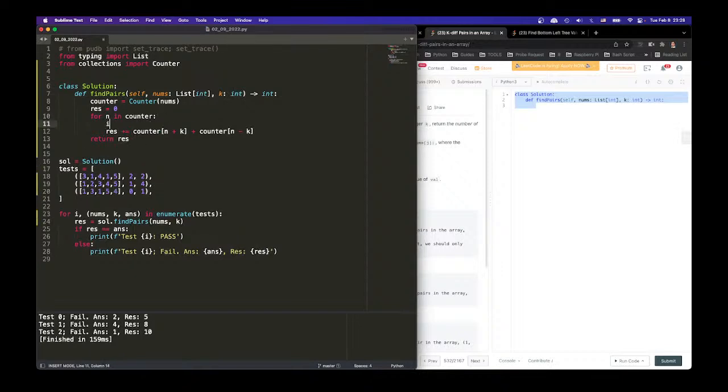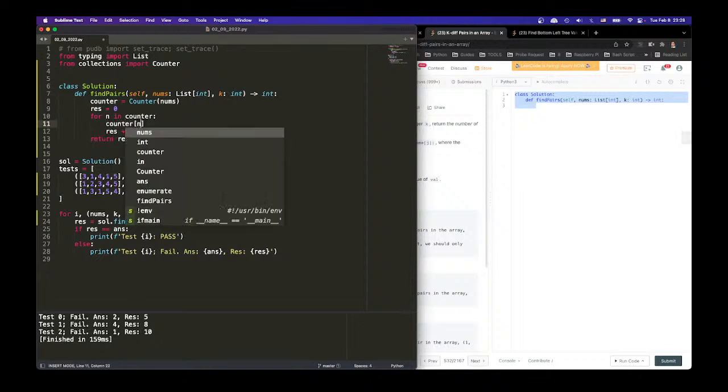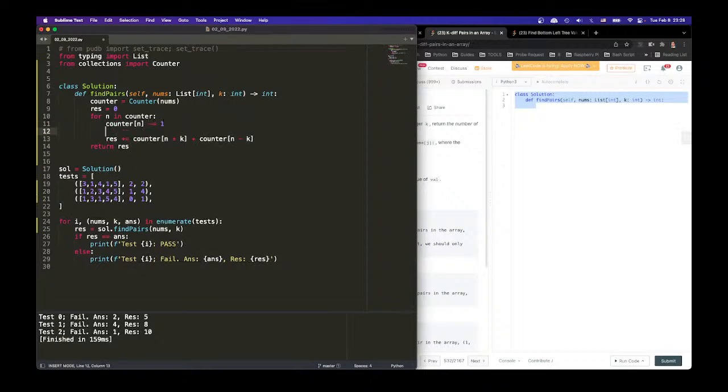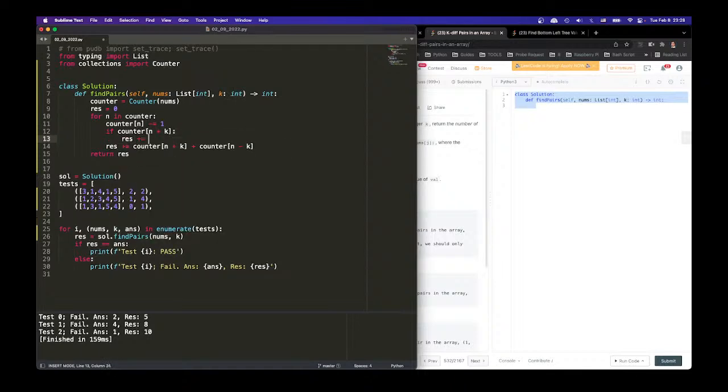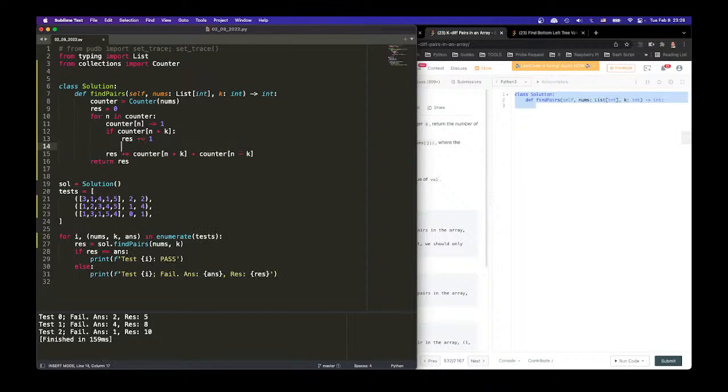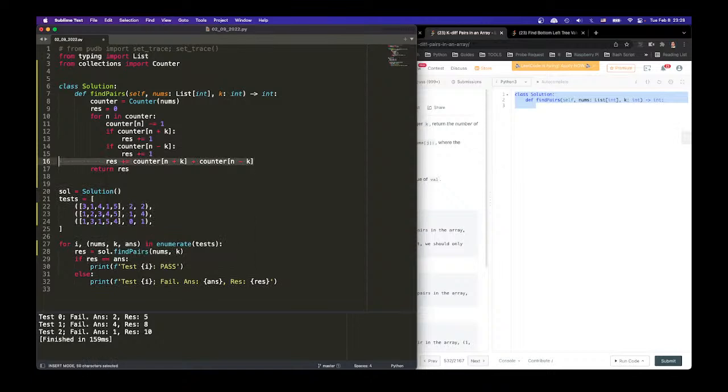So it has to be if counter n, so I'm looking at myself. Counter n has to be minus equal 1 because I'm looking at myself, so I cannot do myself. And then I say if counter n plus k, then we say res plus equal 1. It has to be 1. If counter n minus k, res plus equal 1. Like this.